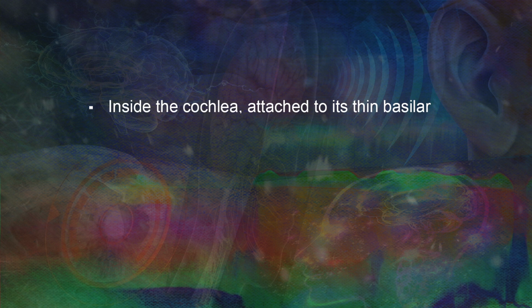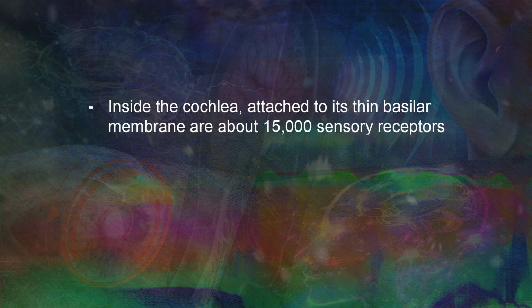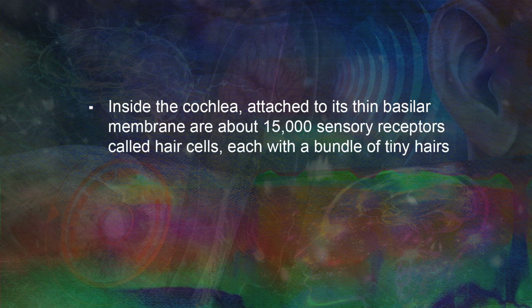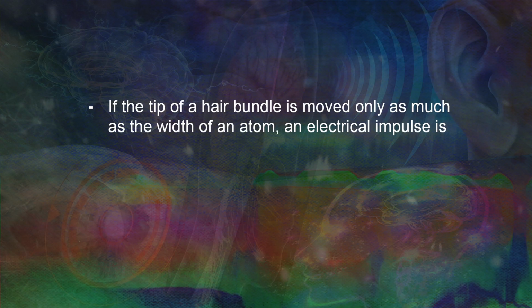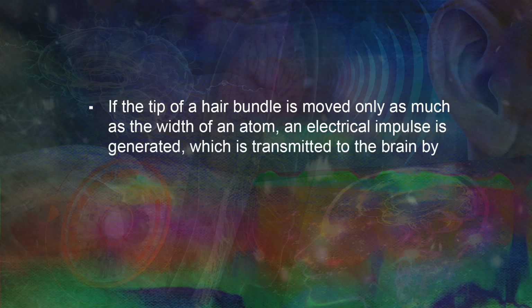Inside the cochlea, attached to its thin basilar membrane, are about 15,000 sensory receptors called hair cells, each with a bundle of tiny hairs protruding from it. The tiny hair bundles are pushed and pulled by the motion of the fluid inside the cochlea. If the tip of a hair bundle is moved only as much as the width of an atom, an electrical impulse is generated, which is transmitted to the brain by way of the auditory nerve.